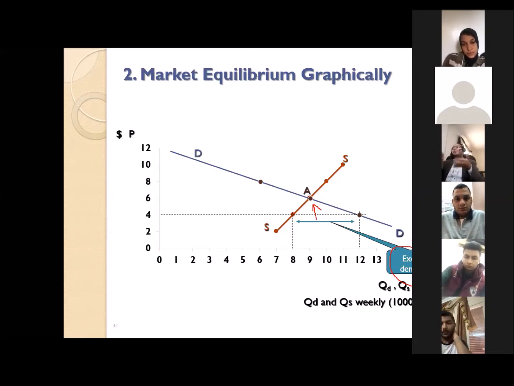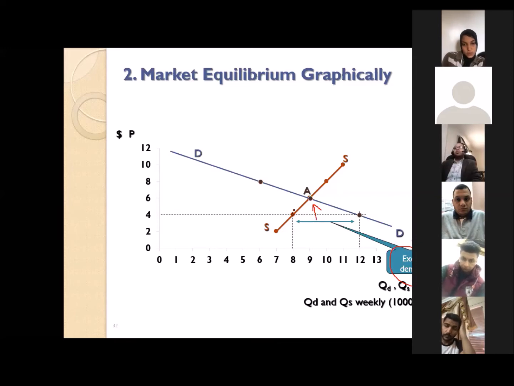When the supply increases, that means we have more product, so the prices go down. But when we have more demand, so people are asking for more product, that means we have excess demand. So excess demand pushes price up, like in this case.